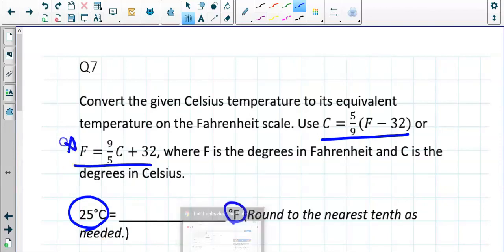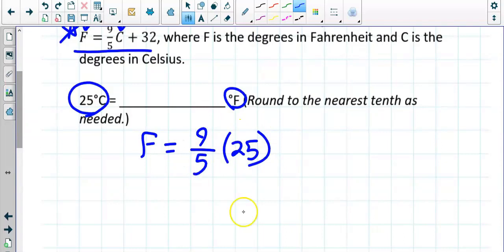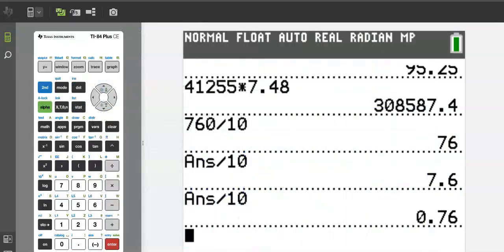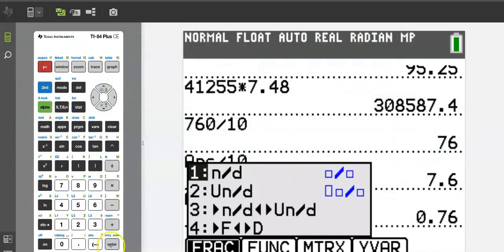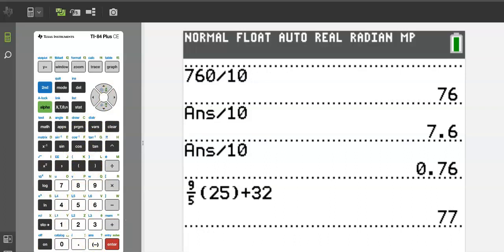So that means we're working with this formula, because we are given the Celsius, and that will kick out the Fahrenheit. So all you have to do is just plug this in the calculator. Fahrenheit is going to equal 9/5 times 25 plus 32. So go to that calculator, type in your fraction, multiply it by 25, and then add 32. So alpha y equals 9/5, scroll out to the side, parenthesis, 25, close it, plus 32. And there's our degrees Fahrenheit, 77.